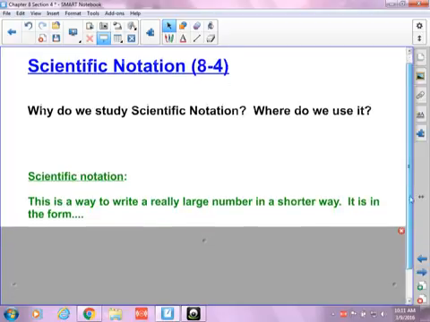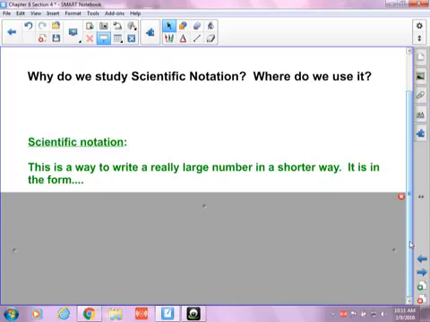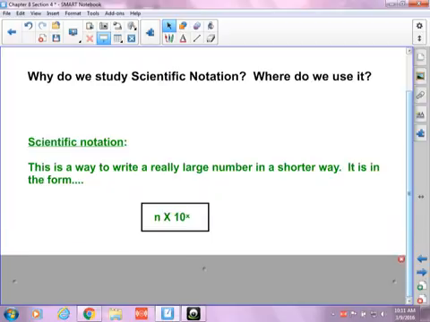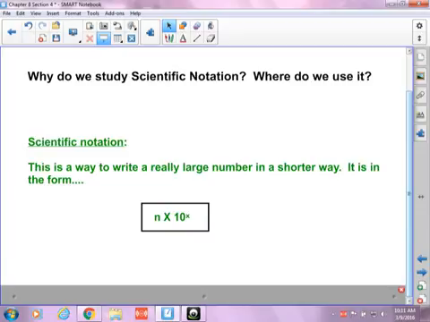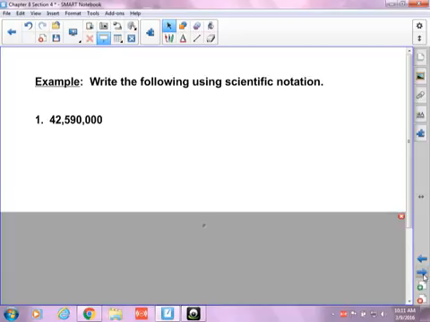So scientific notation. This is a way to write really large numbers in a shorter way, and it's in this form. So it's a number, which is n, times 10 to the x power. So it's kind of in that form. And you've had this before in science, hadn't you? Okay. So this should be either really easy for you, or if you never understood it in science, hopefully you get it today. And you're going to see it again. It's not like, oh, I'm done with 9th grade science, no big deal, I'll never see it again. You will. You'll see it all the way through, and even into college if you choose to go to college. Okay. So let's take a look at this.